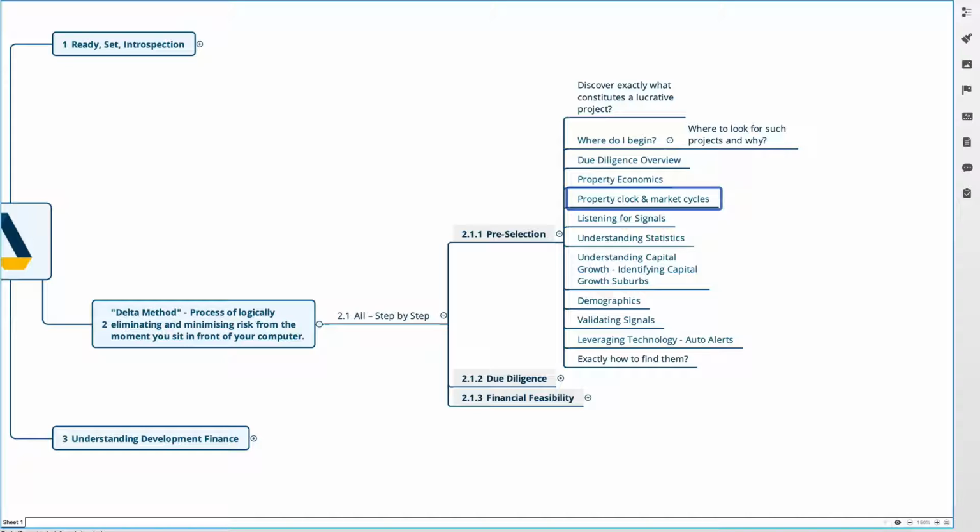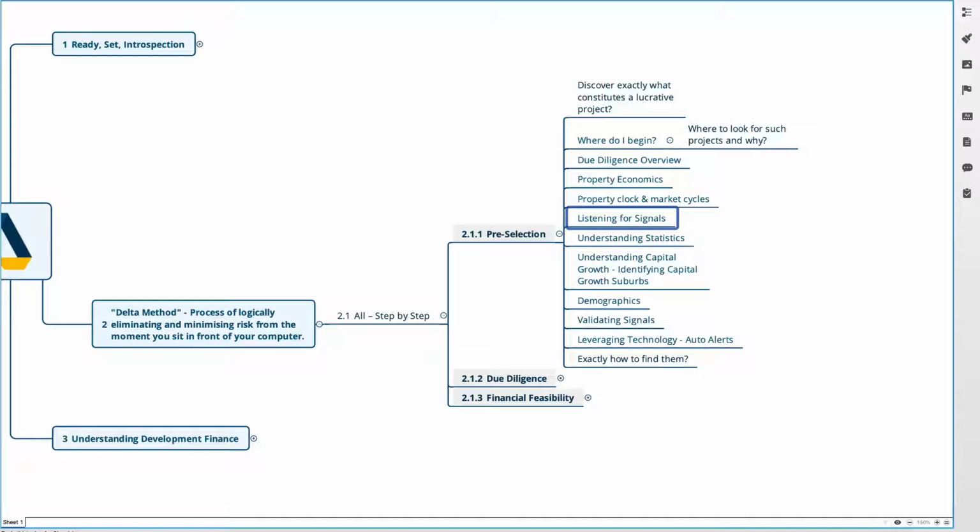Property clock and market cycles. Everybody needs to understand it, and a property developer must understand what the property clock is, where the market is at, and so on. And I've developed another module called Listening for Signals, and the way I show you how it's done is by looking at some live examples of how I actually start.